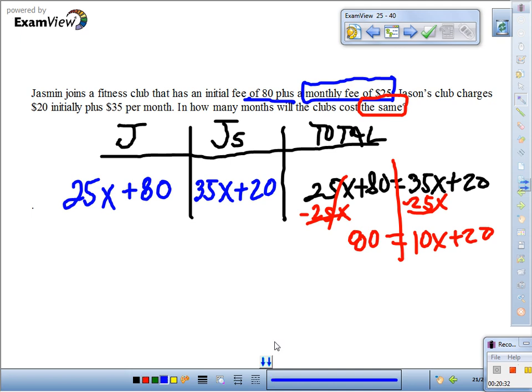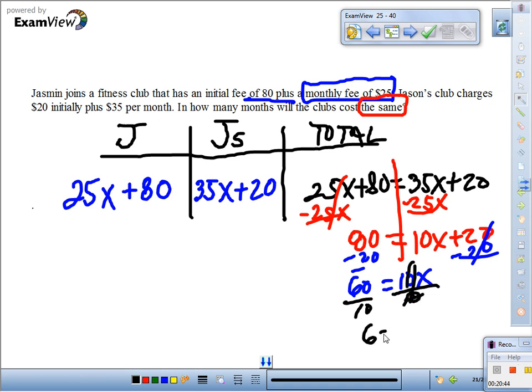Are we there so far? Minus 20 minus 20. We got 60 equals 10x. And lastly, divide by 10. 60 divided by 10 is 6 equals x. Am I done? No, let's write the statement.